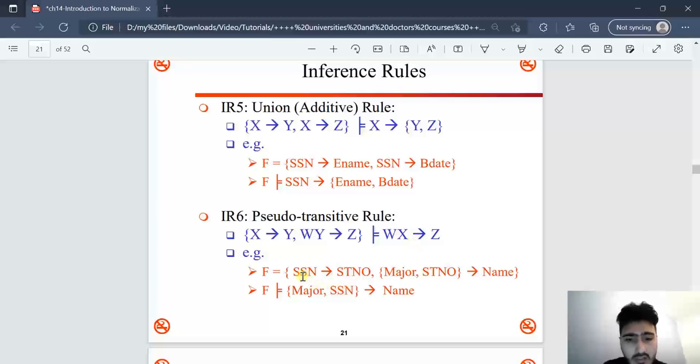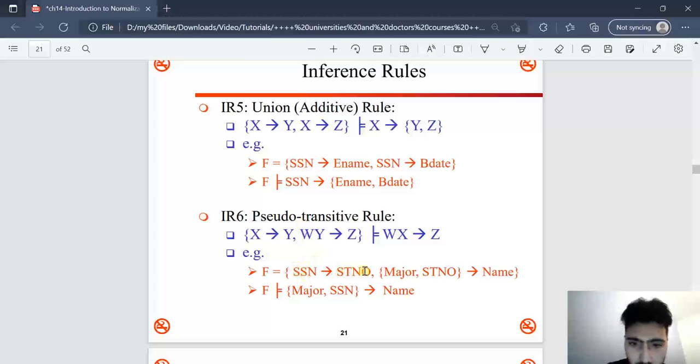For example, if we have SSN determines the student number, this is the first functional dependency, and the second one, major and the student number determines the name. Notice here we have student number on the right side of SSN, and we have student number beside the W, which is major. Then we can write the major plus SSN determines the name by using the pseudo-transitive rule.